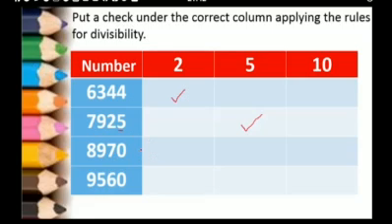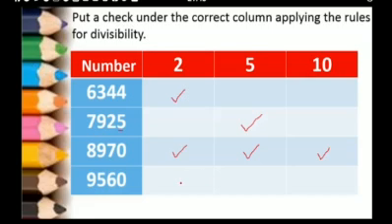Next, 8,970, is it divisible by 2? Yes, because the ending number of that number is an even number, which is 0. So therefore, it is divisible by 2. Is it divisible by 5? Yes, because numbers that are divisible by 5 should end in 5 or 0. So it ends in 0. Therefore, 8,970 is divisible by 5. And automatically, since it ends in 0, it is divisible by 10.